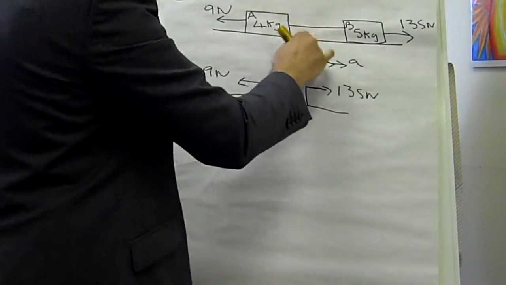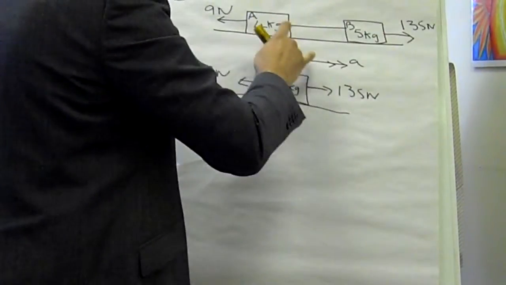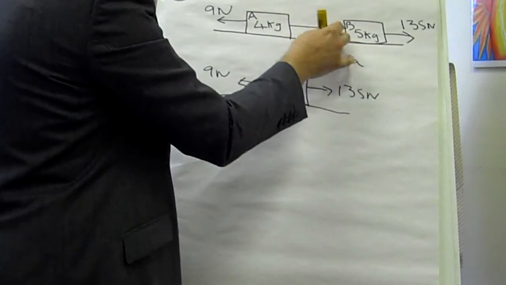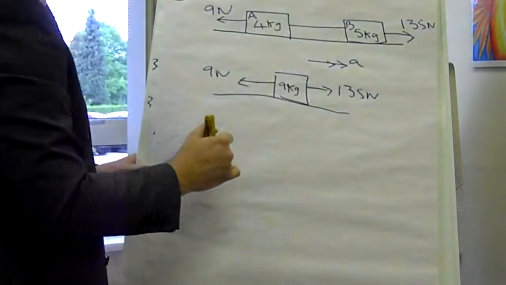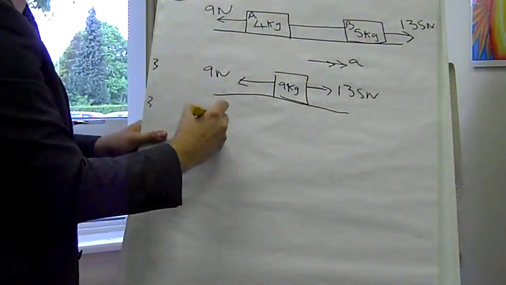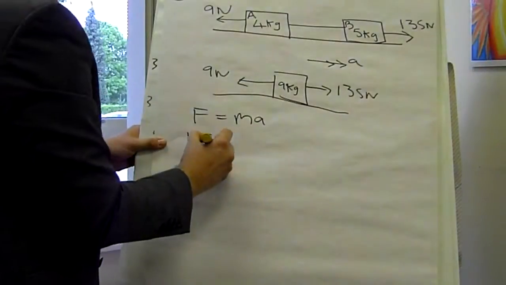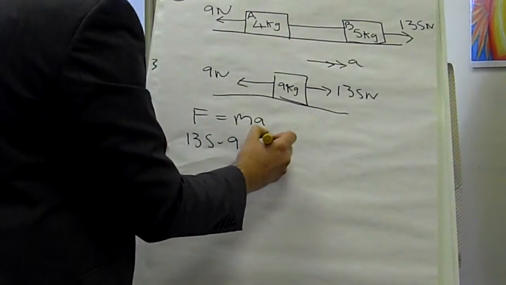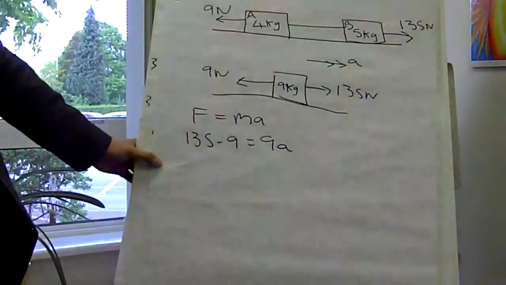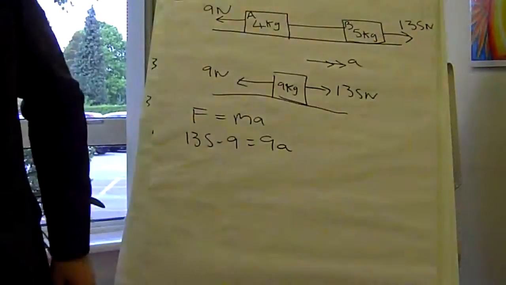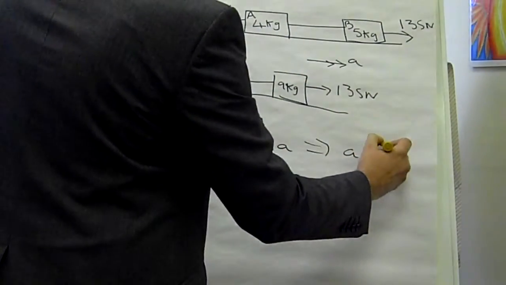Notice we're not worried about the tension in the wire now, because we're considering this as one single object. And so this tension is really an internal force within that mass, so we don't need to worry about it. And so applying F equals ma gives us 135 minus 9 equals m, which is 9 times A. And if we solve that, that gives us an answer for A of 14 meters per second.